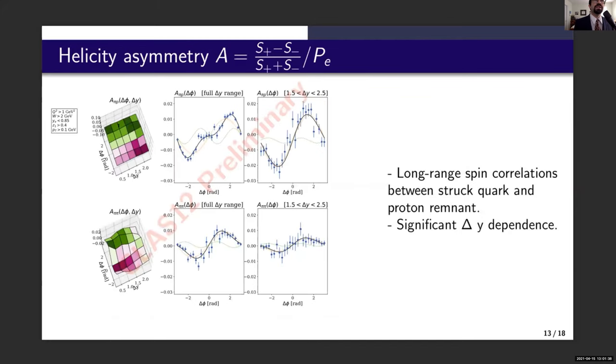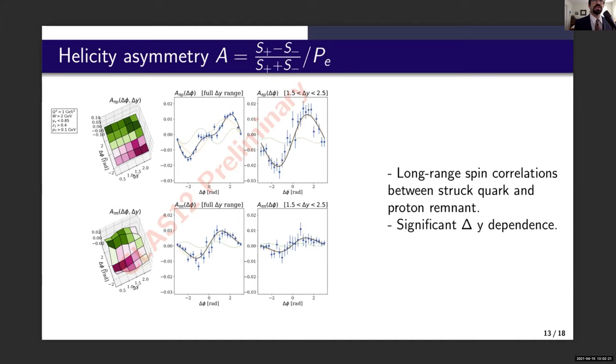And so what we see is when we take the difference in the same event yield with positive and negative helicity beam, divide that by the total same event yield, and divide by the electron polarization, we see that there is some difference at positive and negative delta phi. Plot this for the full delta y range, and for the high rapidity difference delta y range.